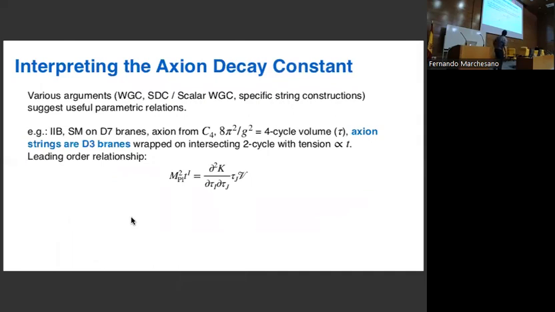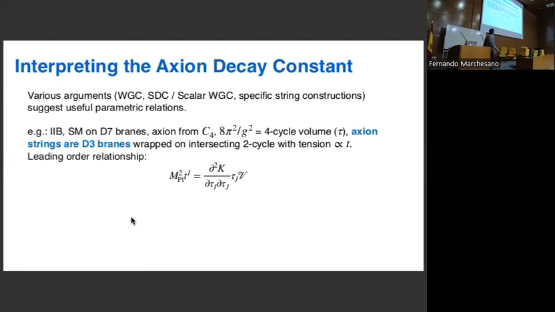Just in the last minute or two, I want to briefly mention that there are things we maybe still haven't explored enough, where we can make parametric statements about how different scales are related. I can make arguments from a few different points of view: the weak gravity conjecture, the Swampland distance conjecture, or the scalar WGC. But for now, let me say something about a specific string construction: if I build the standard model in type IIB on D7 branes, my axions come from C4. The volume of the 4-cycle where I put the standard model fields determines the standard model gauge couplings, 8π² over g².